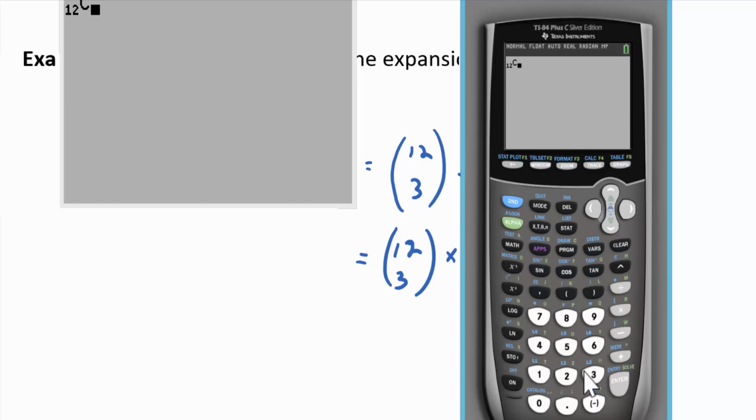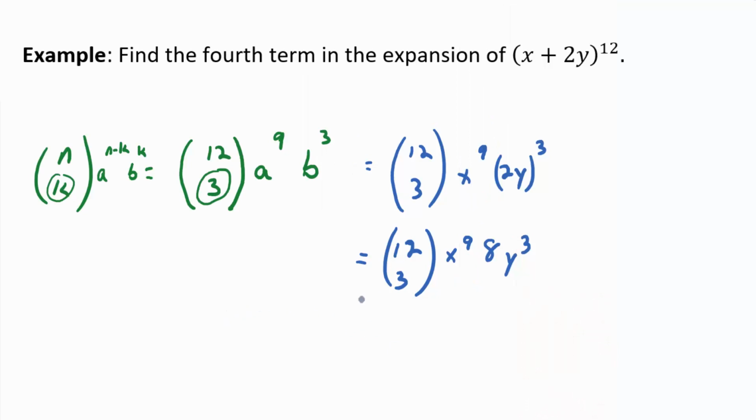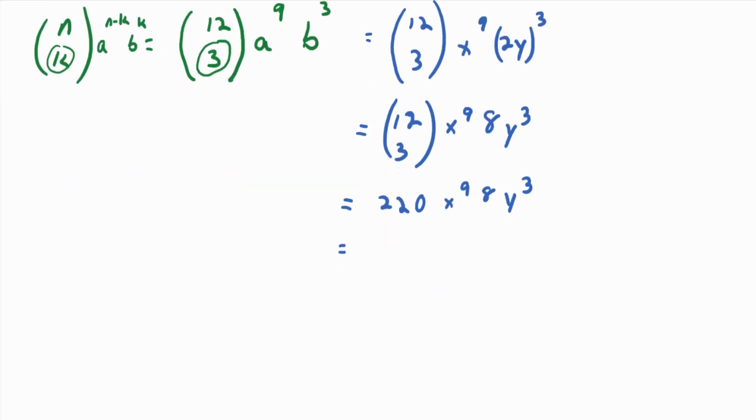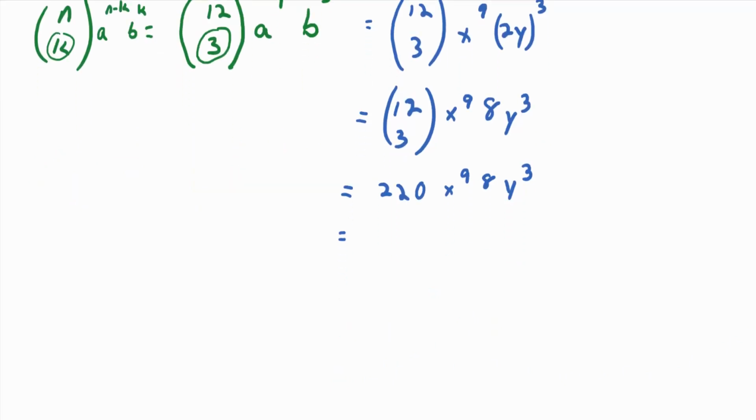And then it was 12 choose 3, right? So you get 220. So this 12 choose 3 is 220. But don't forget, we've got this 8 in here. And so you're going to have to take the 8 times the 220. What's 8 times 220? 1760. 1760 x to the 9th y cubed.